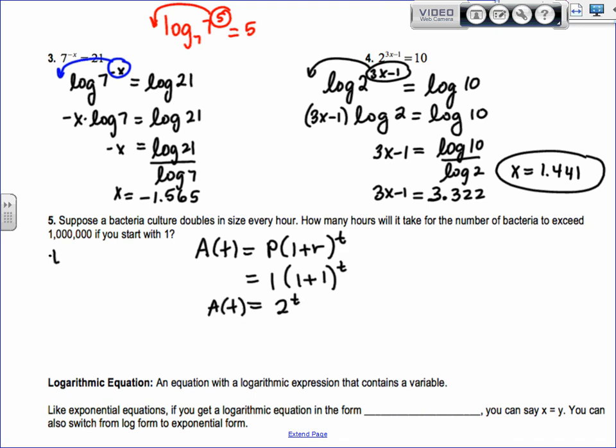So if you think about it, at time 0, if you plug in 0, you get 1. At time 1 hour, you get 2. At time 2 hours, you get 4, and then 8, and then 16. It works out how you want it to work. Does that make sense, why it's set up like that? So the question is, how do we get 1 million bacteria? How long does it take?